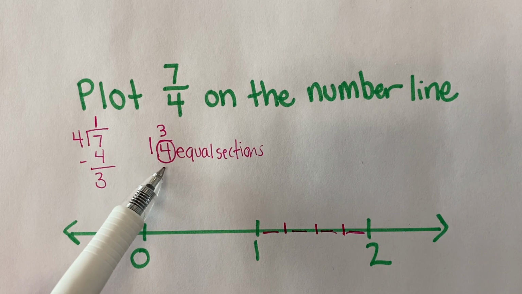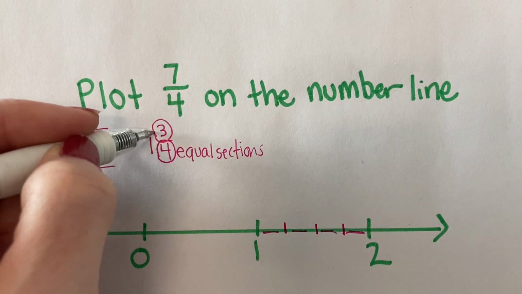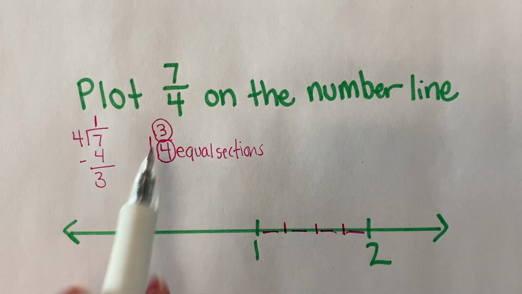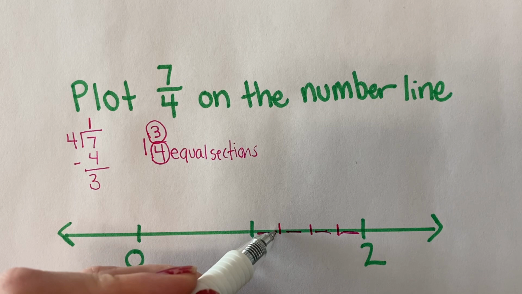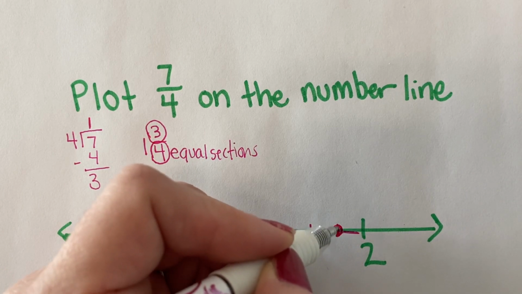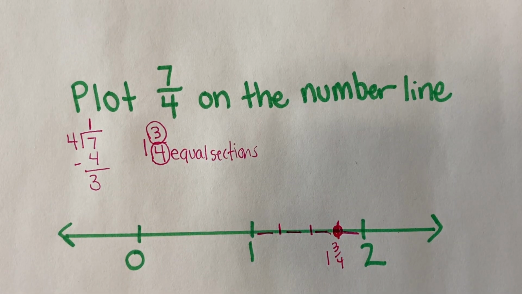Okay, now where do we plot the point? Well, we scoot the point 3 of those marks to the right of 1. So from the 1, we go 1, 2, 3. And this is approximately where 1 3/4 lives.